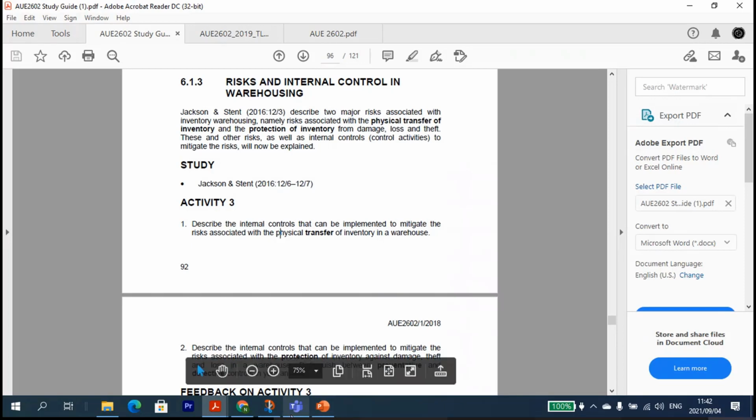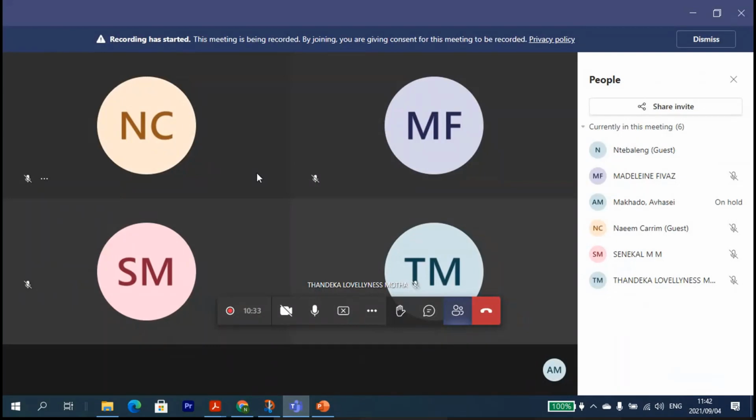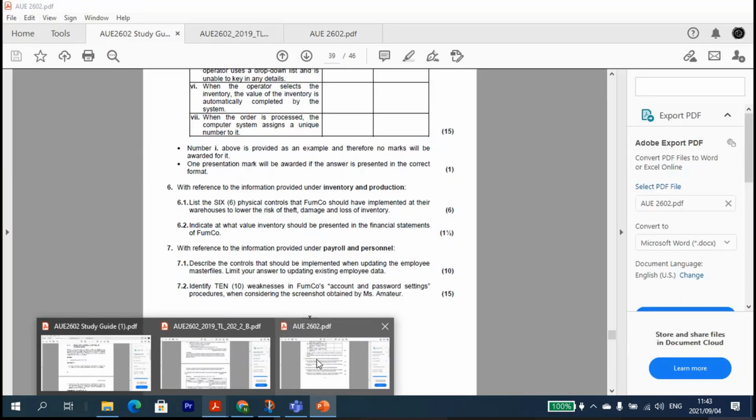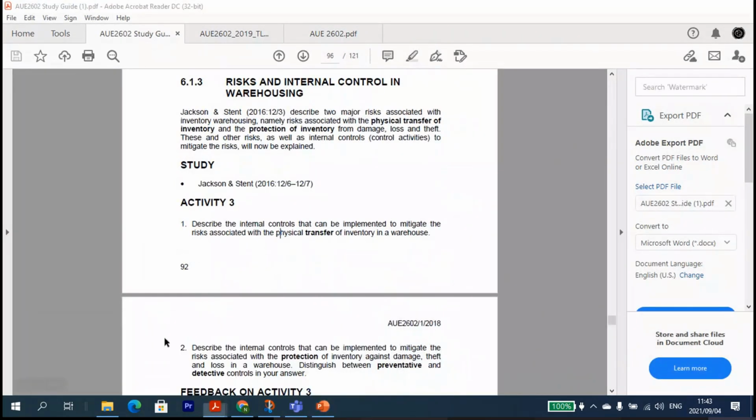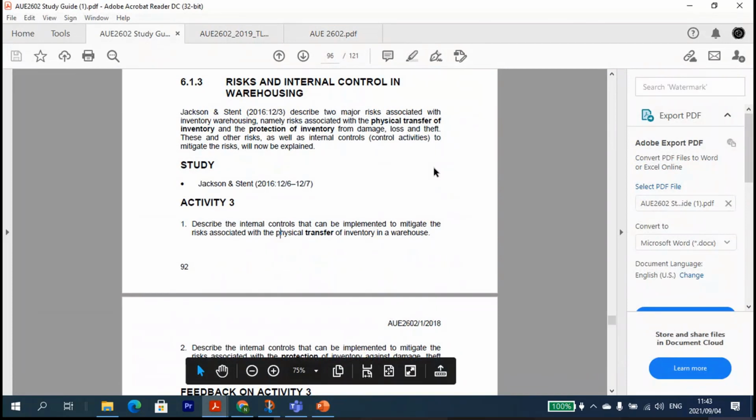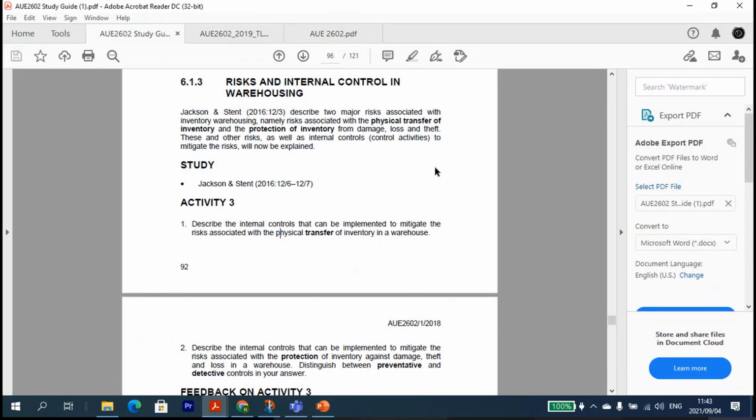It's a question that I'm posing to you guys. What do you guys think? Remember, brainstorm and then you can formalize your answer. But what controls do you guys think should be present to reduce the risk of damage, loss, and theft when it comes to transferring physical inventory within a warehouse?